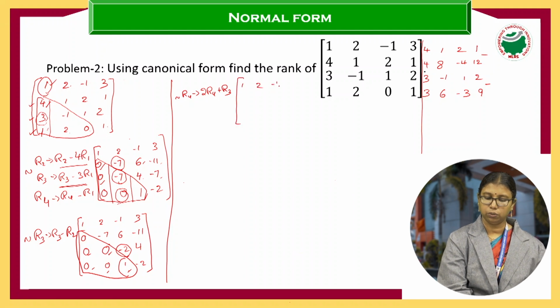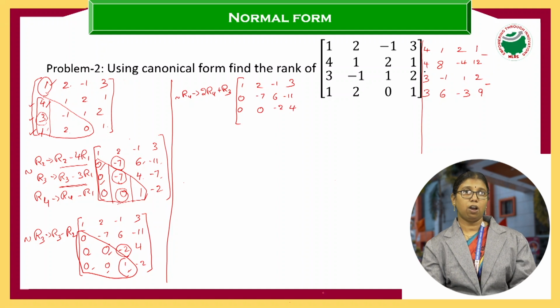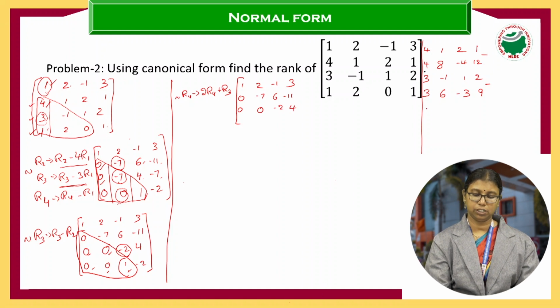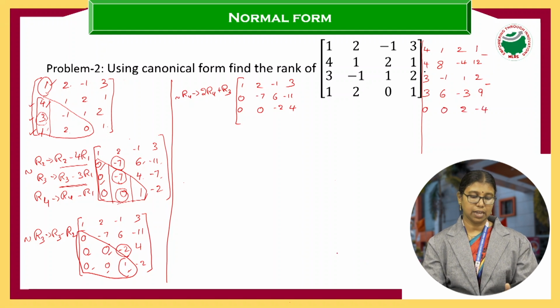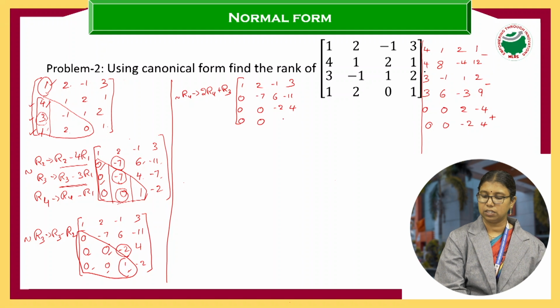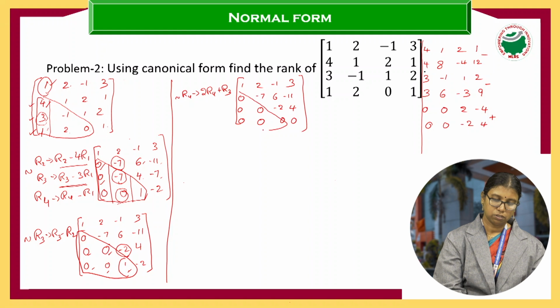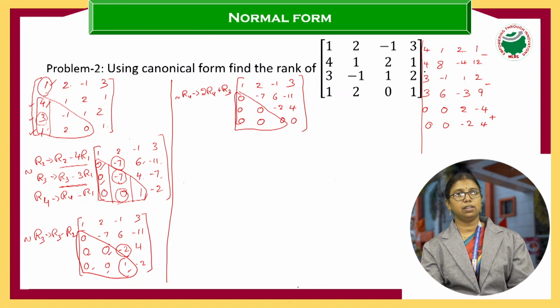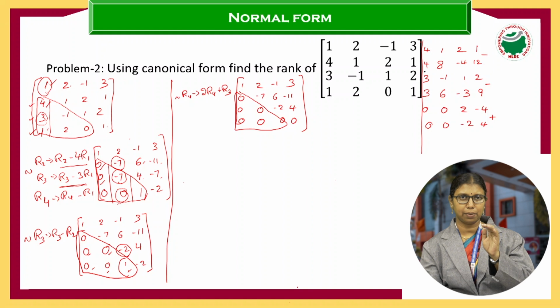So now what about the values? This is 1, 2, minus 1, 3, 0, minus 7, 6, minus 11, 0, 0, minus 2, 4. Now how are we changing R4? What is the row operation? 2R4, that is 0, 0, 2, minus 4, plus R3. R3 is 0, 0, minus 2, 4. So by adding both the rows you will get 0, 0, 0, 0. So we converted all the lower diagonal values to 0. So the upper triangular matrix is completed.